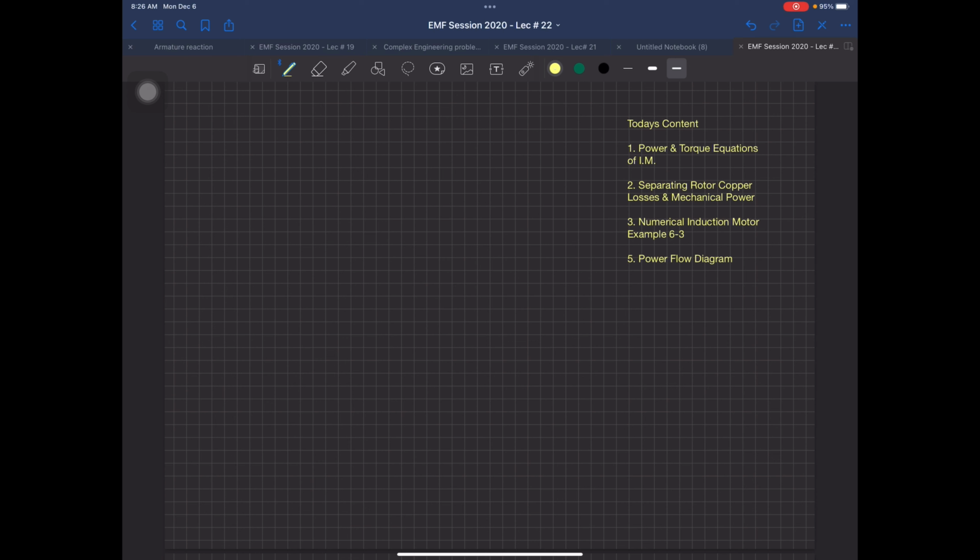Since we have lost approximately 25, 26 minutes, this numerical part we will see if we can do today or not. In fact, I will just start it, but the remaining calculations you can do afterwards. And then we are going to talk on the power flow diagram.